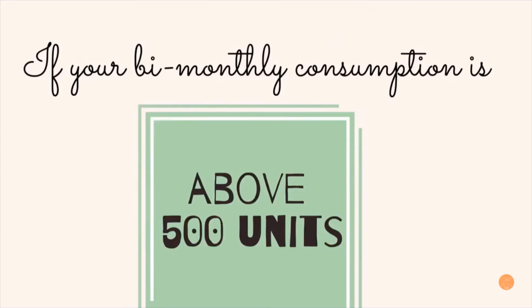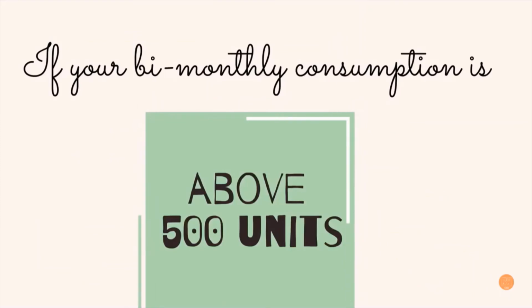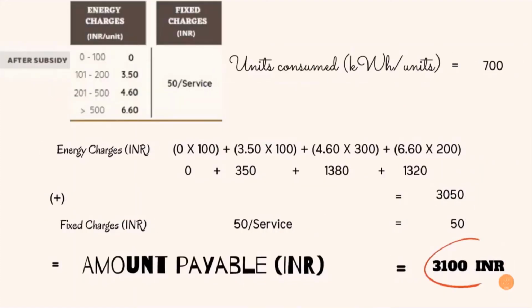Finally, let's find out how your electricity bill amount will be charged if your bi-monthly consumption is above 500 units. For example, if your bi-monthly consumption is 700 units, the first 100 units is not charged for. For the next 100 units, energy charges per unit will be 3.50 rupees. 4.60 for the next 300 units and 6.60 for the remaining units. The sum of all these will be your energy charges, to which a 50 rupee fixed charge will be added. Altogether, this will make up your amount payable, which in this instance is 3,100 rupees.